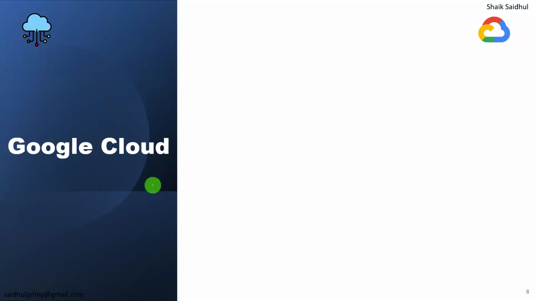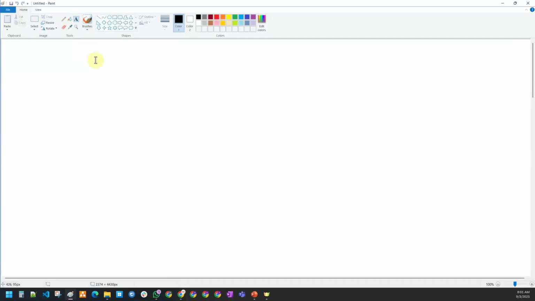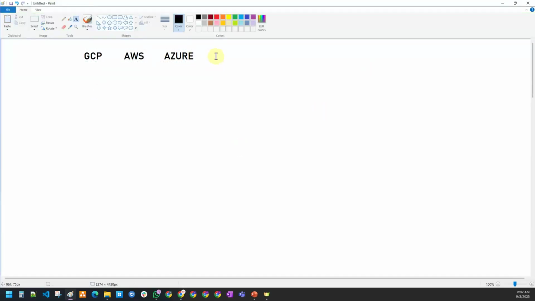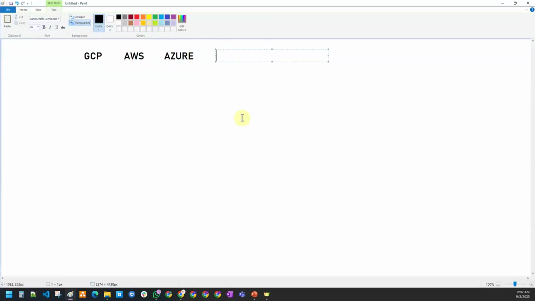So let me talk about Google Cloud Platform now. If I want to talk about Google Cloud Platform, I would like to make it very simple for you guys. For that, tell me what are the other cloud platforms that you guys know? AWS, yes. Azure, okay. Tell me any other cloud platforms that you know? Oracle, yes. IBM, okay. Yes, IBM. Any other? There's Alibaba. Yes.